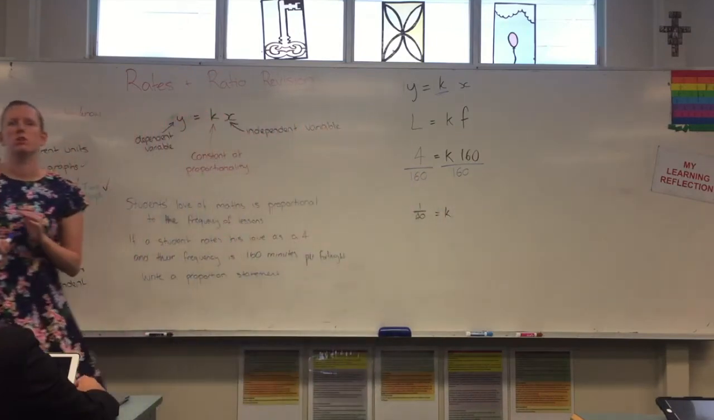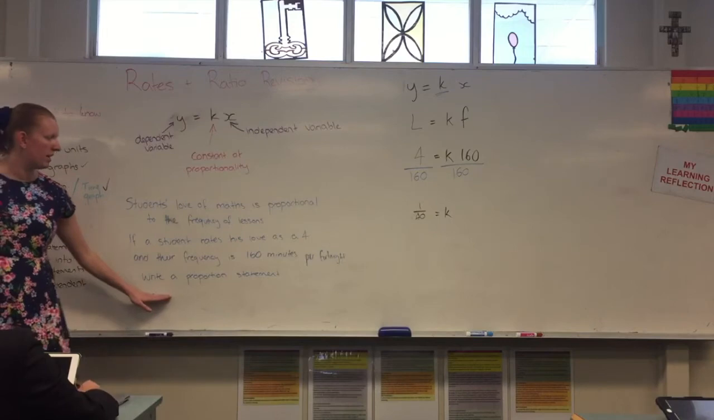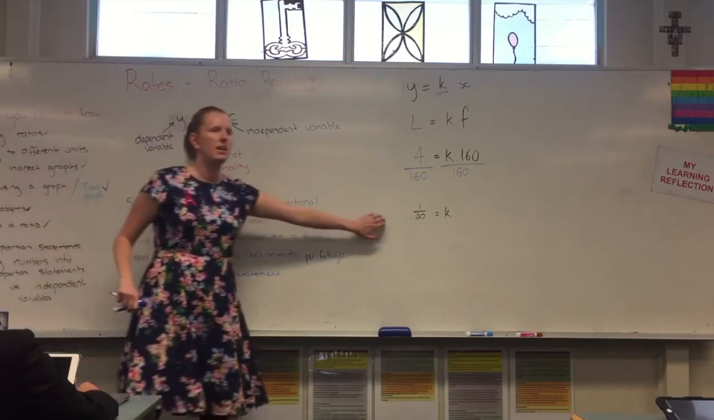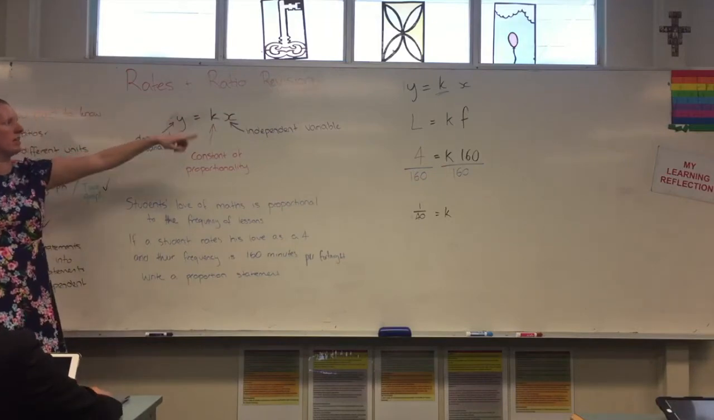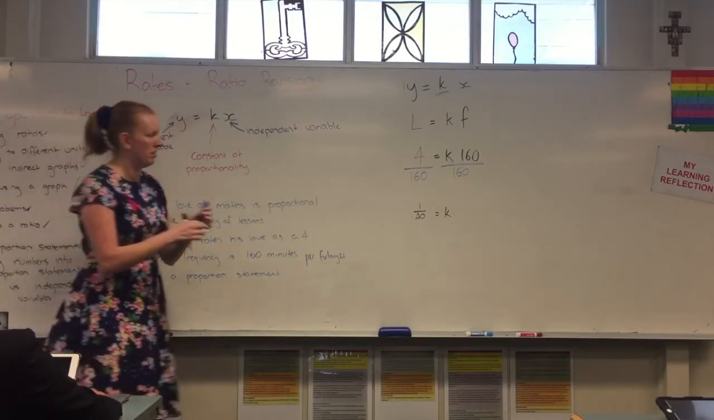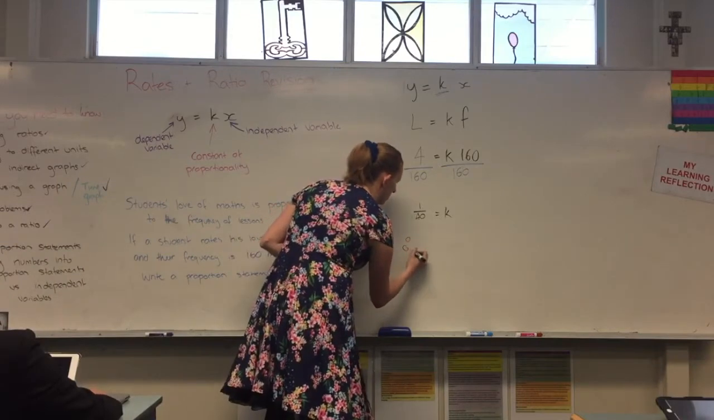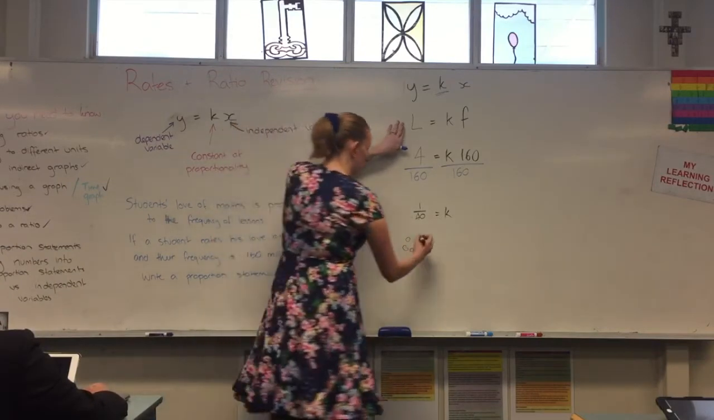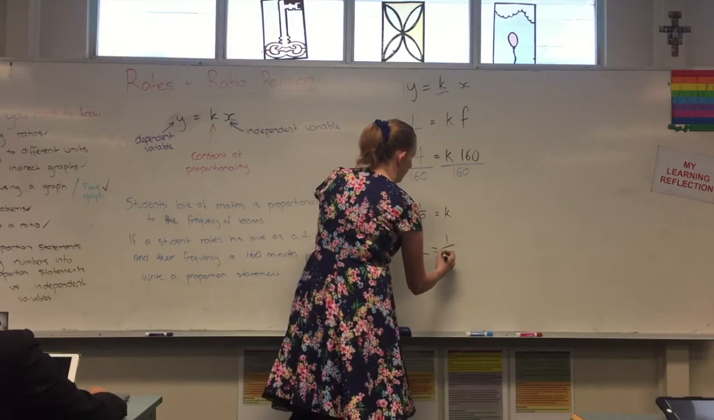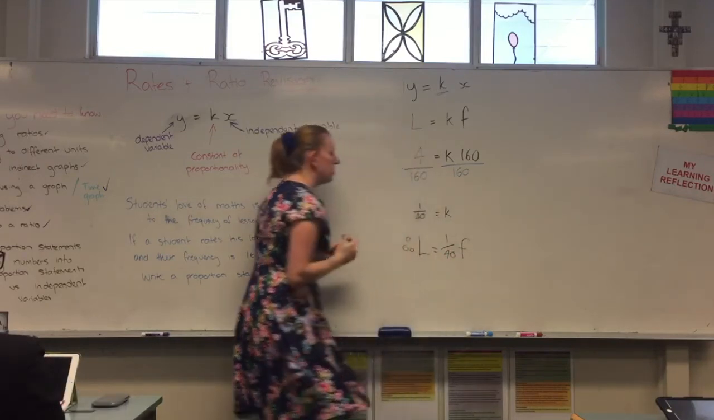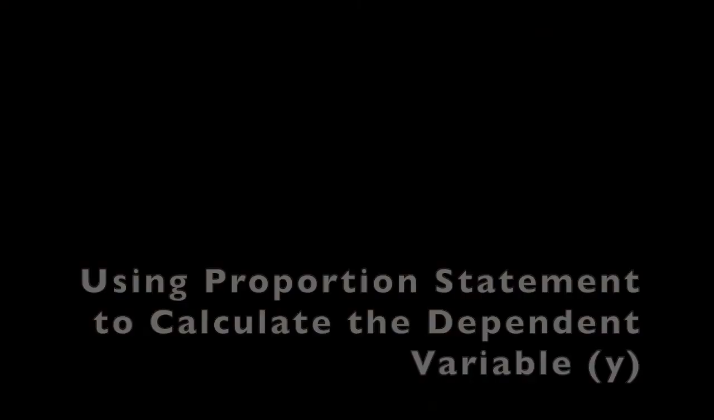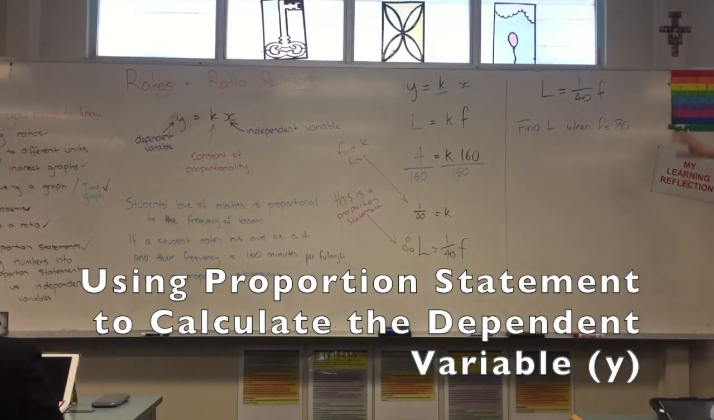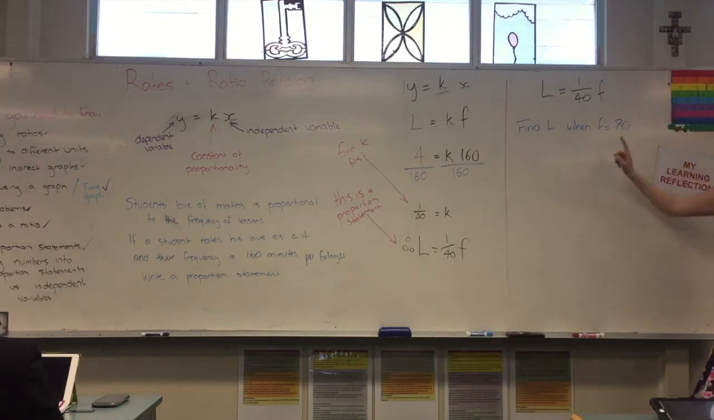What do I need to do? I need to write a proportion statement. So even though I've calculated K, I can't stop there. I have to rewrite this using the letters and using K. So therefore, L is equal to 1/40th F. So now, no matter what number I put in L or F, I'll be able to calculate the missing number. Alright, our next question is using this statement, I need to find L when F equals 80.